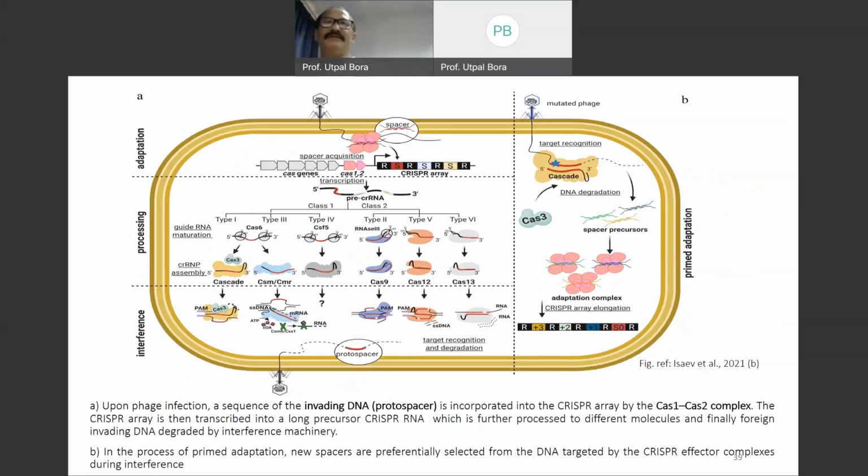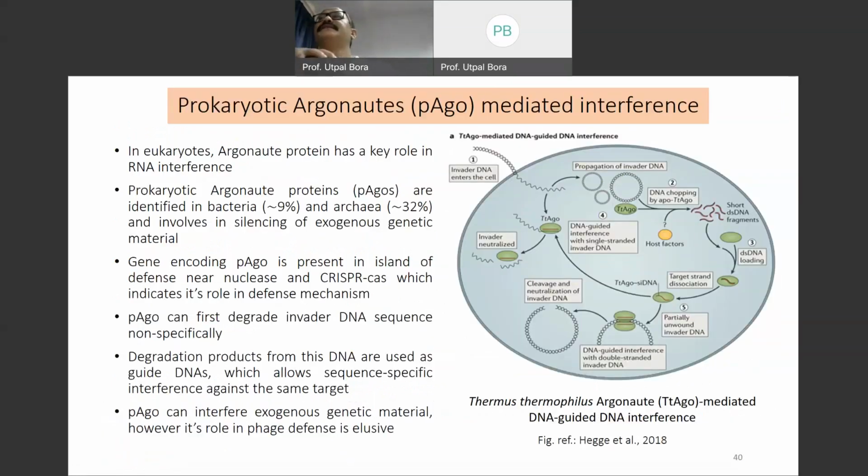Now let us go to another bacterial defense system, where the prokaryotic Argonaute (pAgo) mediates some kind of interference. If you look at the figure, you can see in step 1, invader DNA enters the cell, and it propagates. The propagation of the invading DNA will take place.